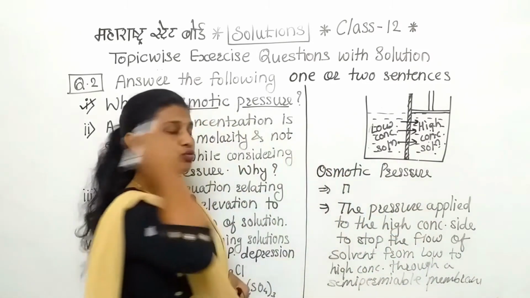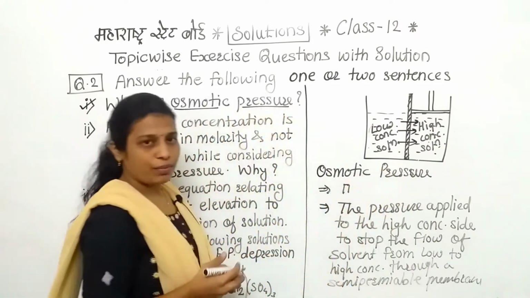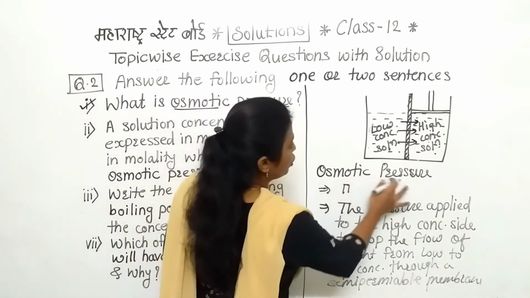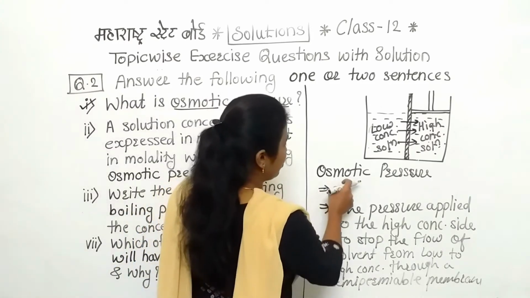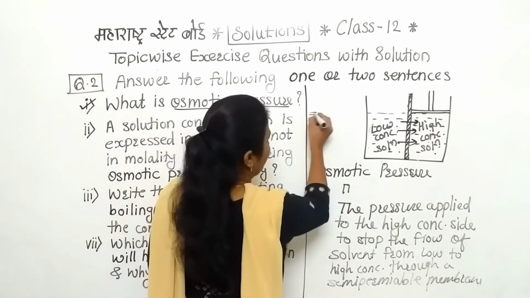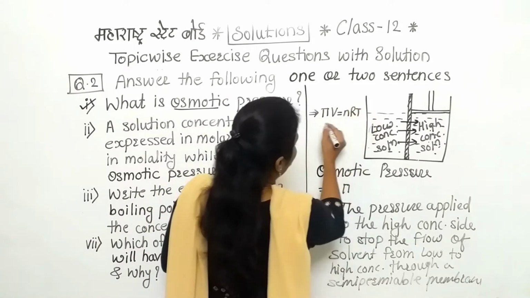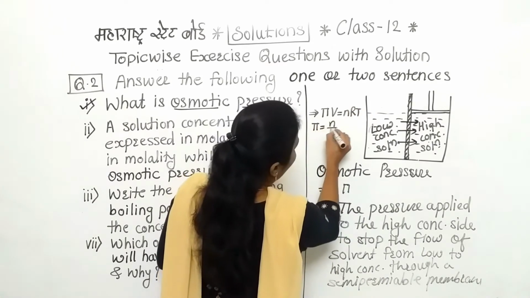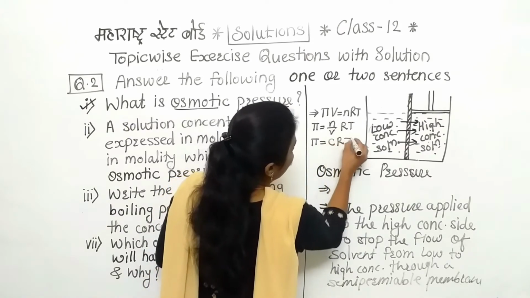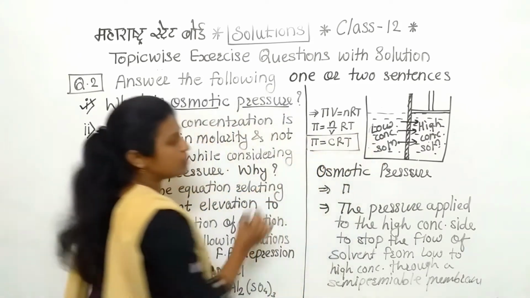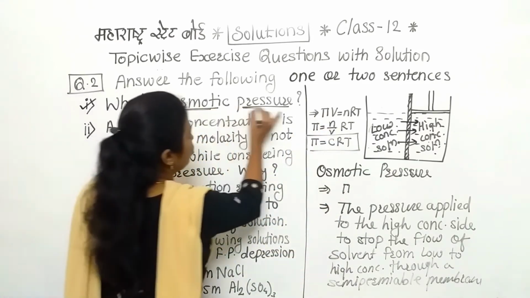Hope everyone understood that diagram, what is meant by osmosis and what is meant by osmotic pressure also. Osmotic pressure is also nothing but the pressure, so we can write the equation for that. As the third point, pi V is equal to nRT. For that, pi is equal to n by V into RT, and that is nothing but pi is equal to CRT. That concentration term is taken in molarity. So these are the points which come under osmotic pressure.